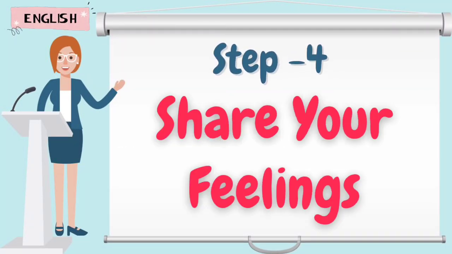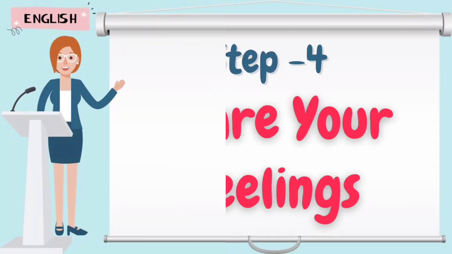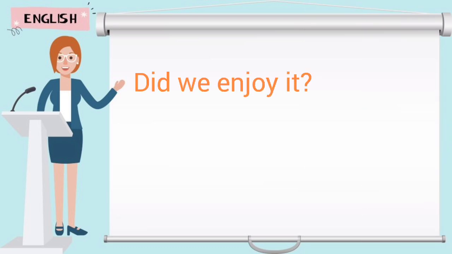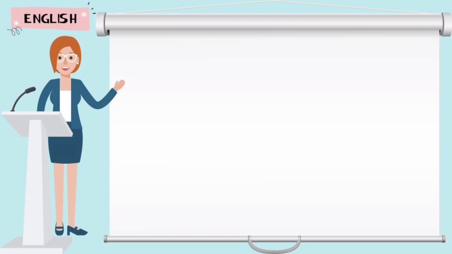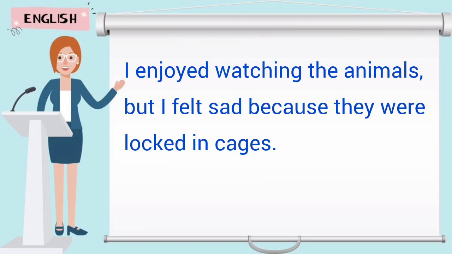Now we should express our feelings about the visit. Did we enjoy this visit? Did we feel sad for the animals? For example, you can write, I enjoyed watching the animals, but I felt sad because they were locked in cages. इस लाइन से आपके composition में थोड़ा emotion भी add हो जाएगा and that makes it better.